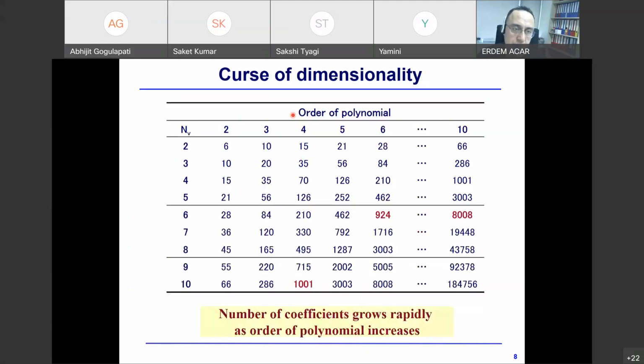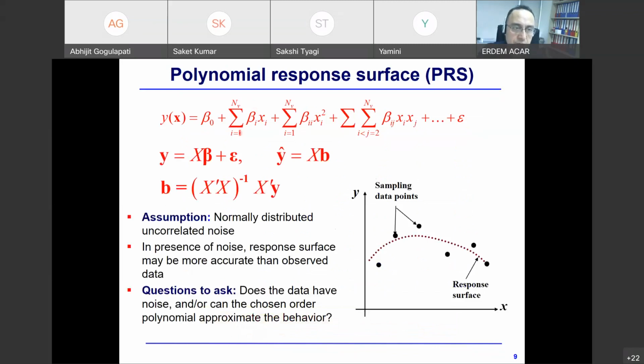Then what we have to do is limit ourselves to maybe a quadratic polynomial. The polynomial response surface has this mathematical form, and over here we want to compute these beta values. That is, construction of the surrogate model when we use a polynomial response surface is the calculation of the coefficients, and luckily we can analytically compute these coefficients by using this simple formula.